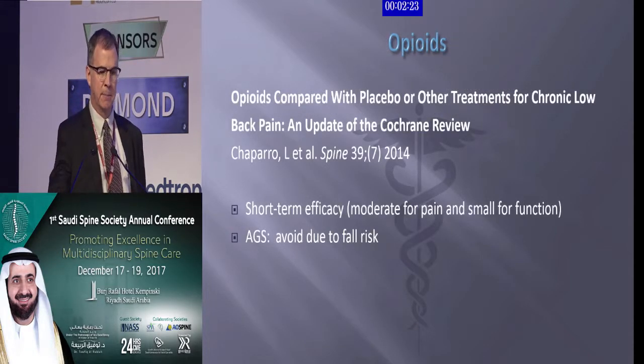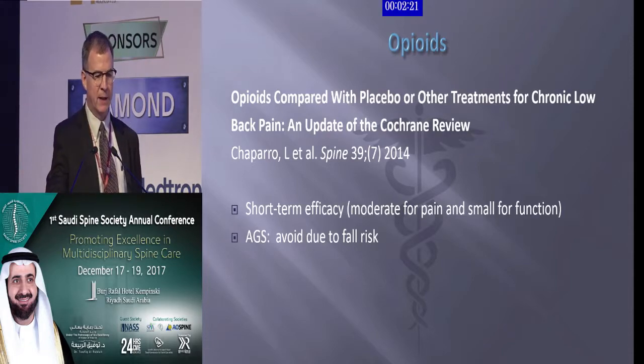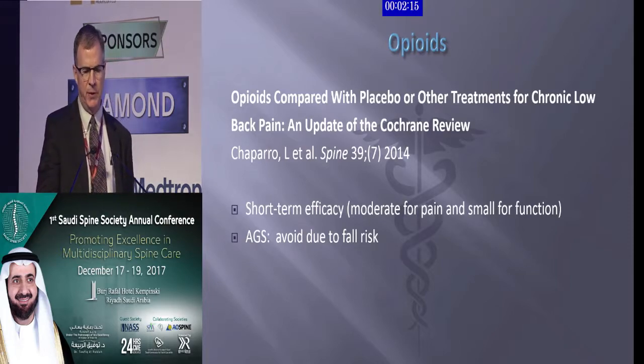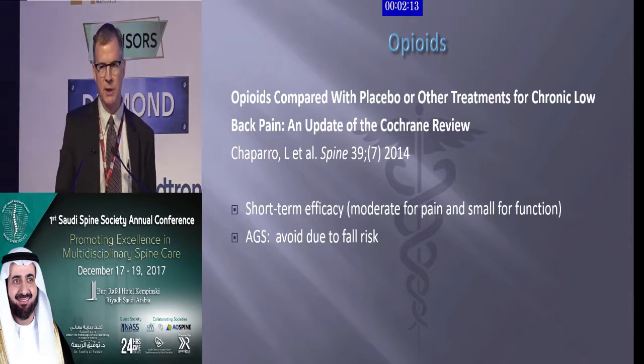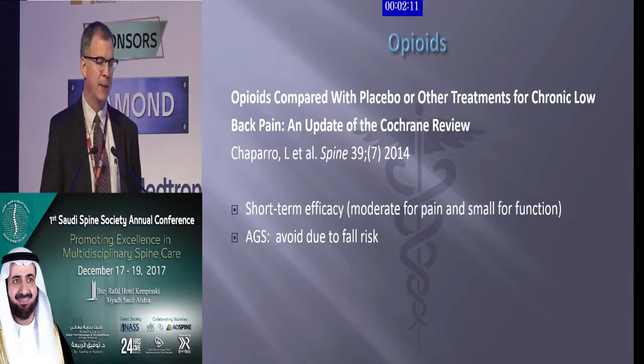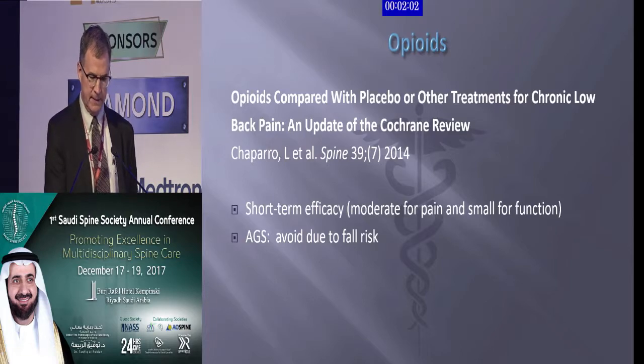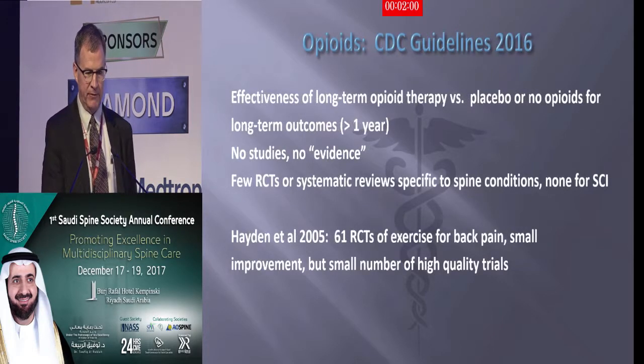Opioids, really compared with placebo or other treatments for chronic low back pain, a Cochrane review in 2014 did find that there was a short-term efficacy on the use of opioids, but again, especially in the geriatric population, limited recommendation because of risk of fall. And again, in the spinal cord injury population, the risks related to opioids may outweigh their benefits.